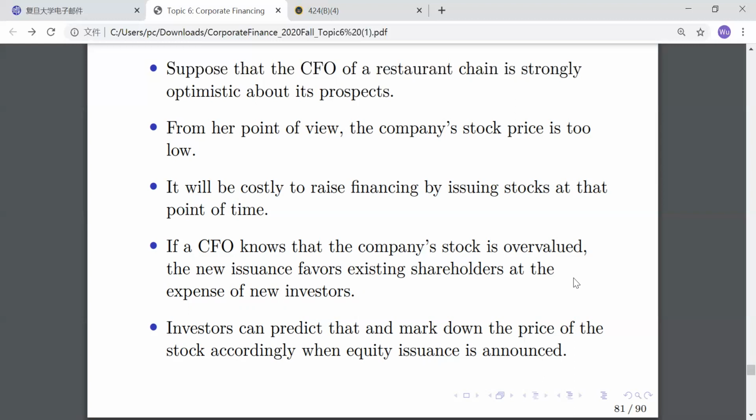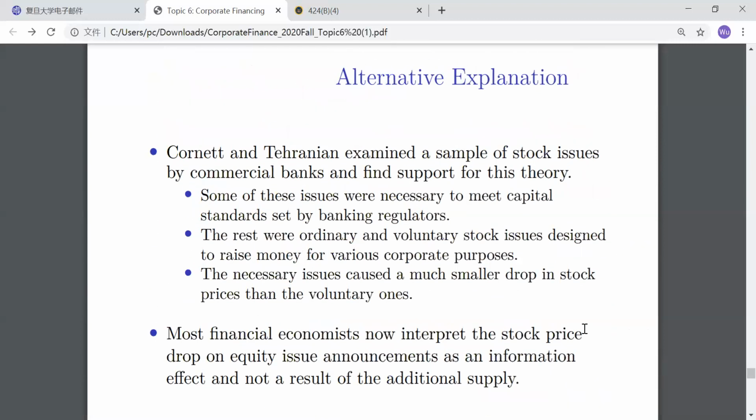So if investors all know this mentality from the manager of the company, potentially the market will discount the issuance, because they will interpret the issuance of the stock as a signal that the company is overvalued. Investors will predict this and mark down the price of the stock accordingly when the equity issuance is announced, because they know that when you issue the stock, the company must be overpriced. That is the mentality, and we will explain this in the next topic.